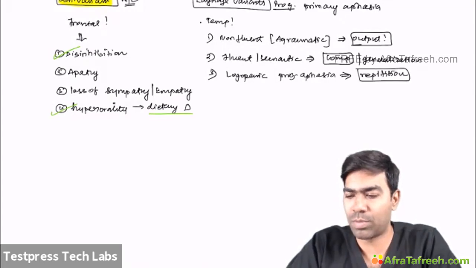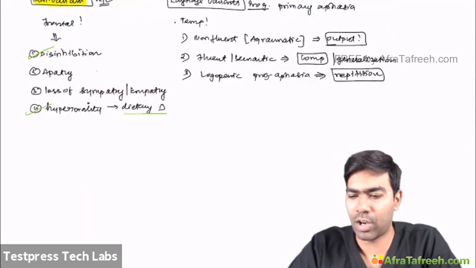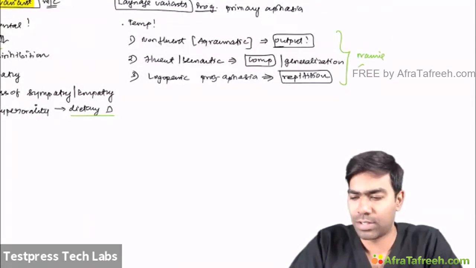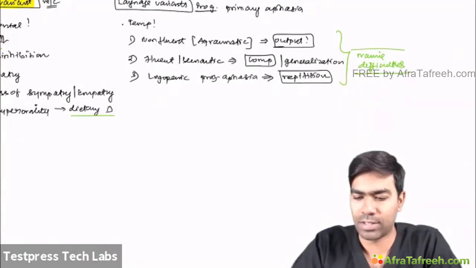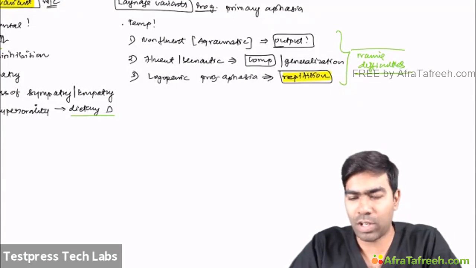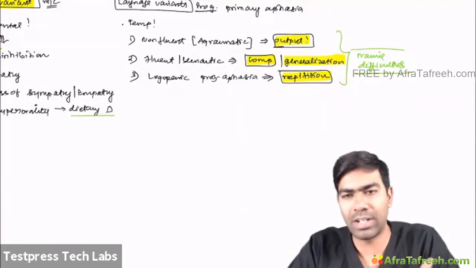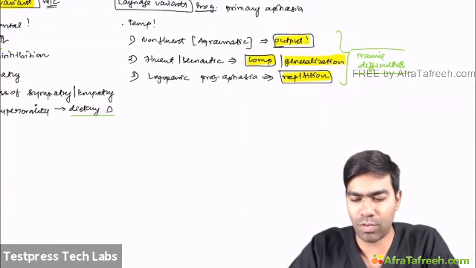Repetition will be the most important problem here. It will be lost. And all these three are going to have naming difficulties. Naming difficulties will be there in all these three. So repetition will be lost here; that's the primary problem. Comprehension loss and generalization is the primary problem in the semantic variant. And output, articulation, very labored speech, that's a characteristic feature of non-fluent aphasia.